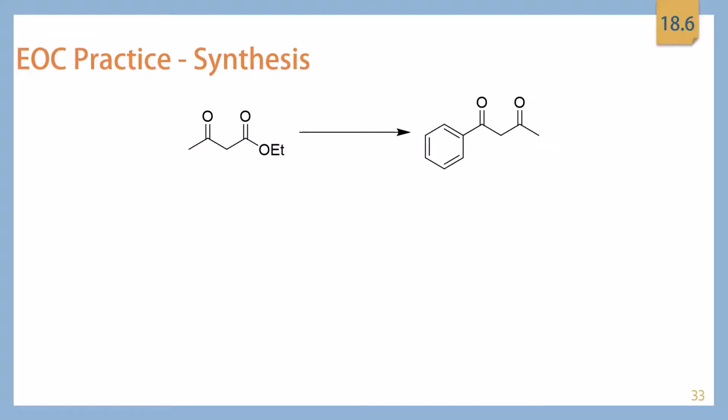Okay, if you're back for a hint, maybe you notice that the starting material is acetoacetic ester, and acetoacetic ester is used to make a methyl ketone. So here's a methyl ketone. Here's our alpha carbon from acetoacetic ester. This must be what we added on to it. So go ahead and push pause and see if you can work through it now.